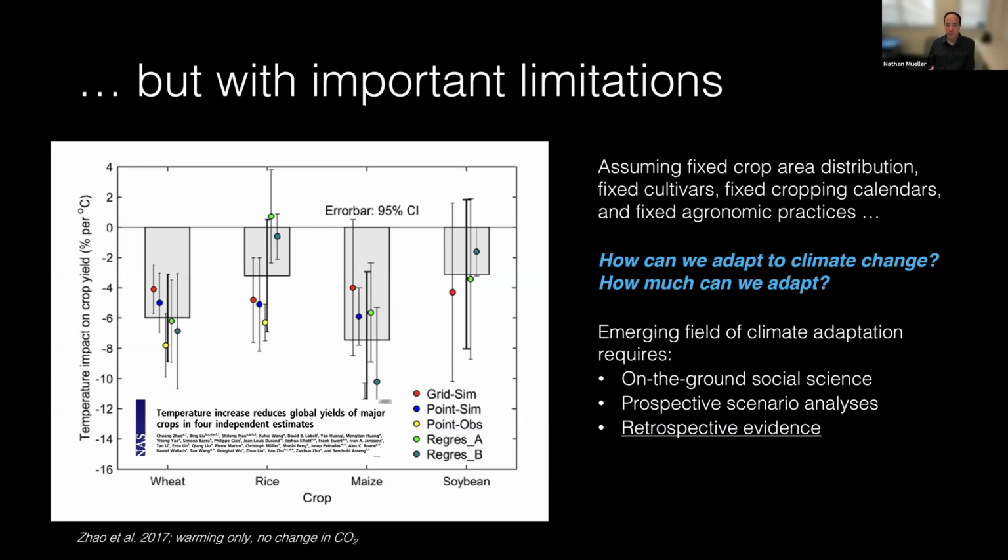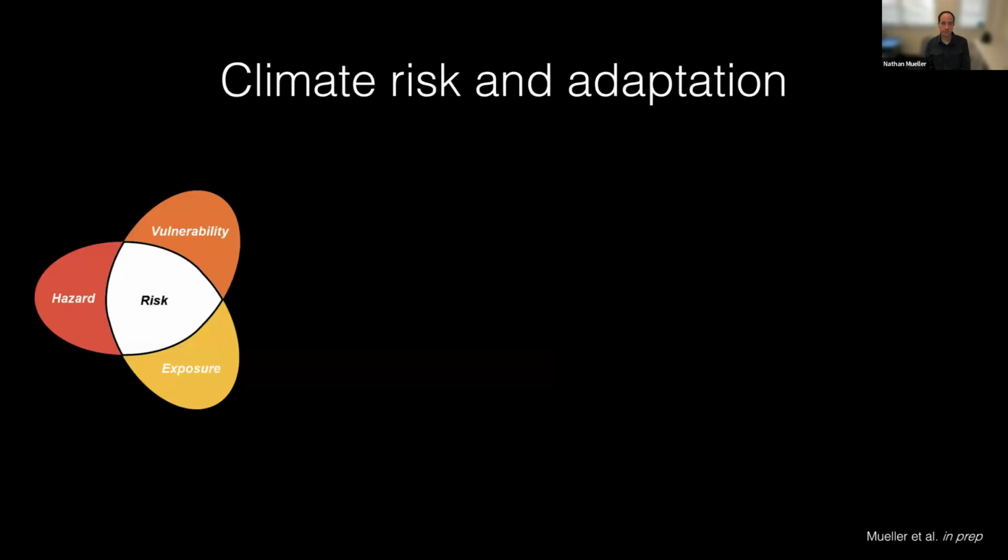So this emerging field of climate risk and adaptation requires a lot of different perspectives, things like social science to understand perceptions and actions, different scenario analyses of the future, but also looking retrospectively to try and better understand what people are already doing to see how that might inform the future. And that's the perspective that I'll take more in this talk.